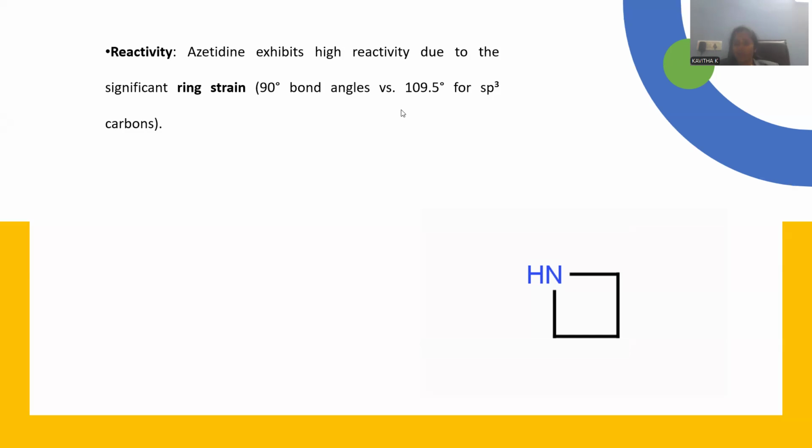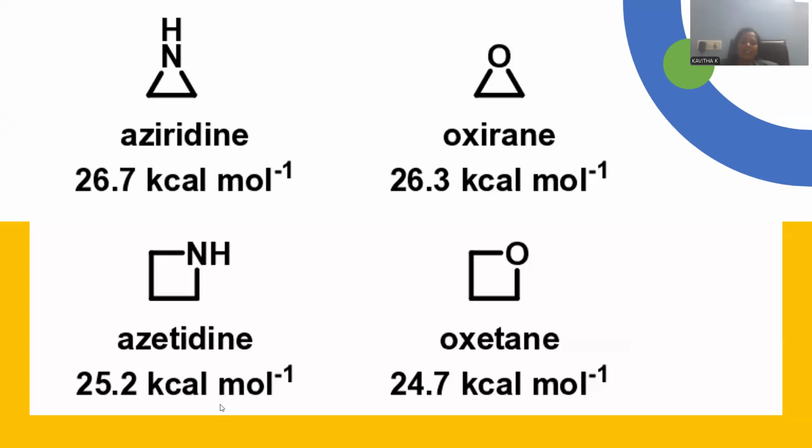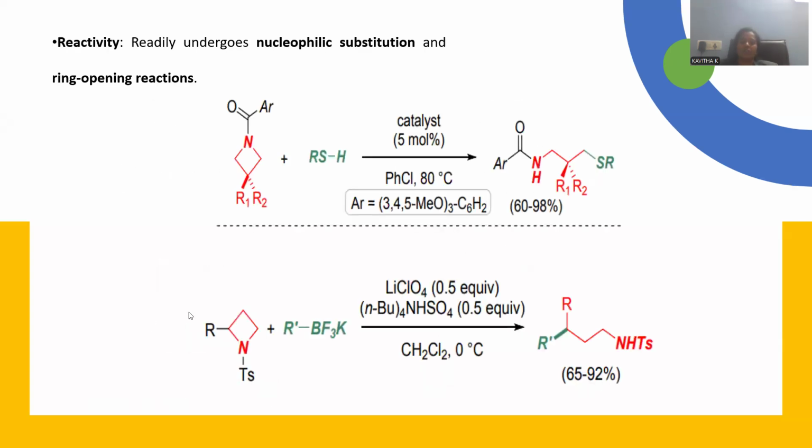Actually, it is expected to be 109 degrees, 5 minutes only, but it is constrained to 90 degrees because of the ring strain. In order to relieve the ring strain, the molecule will participate in a kind of ring opening reaction in a faster manner. That's the reason why high reactivity is accorded to these compounds. Ring strain for azetidine is calculated as 25.2 kilocalories per mole. This extent of ring strain is available within the molecule.